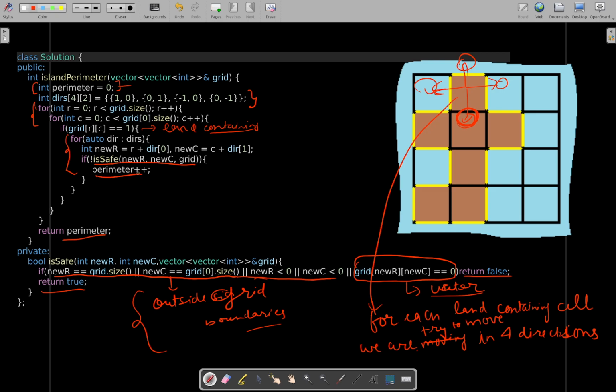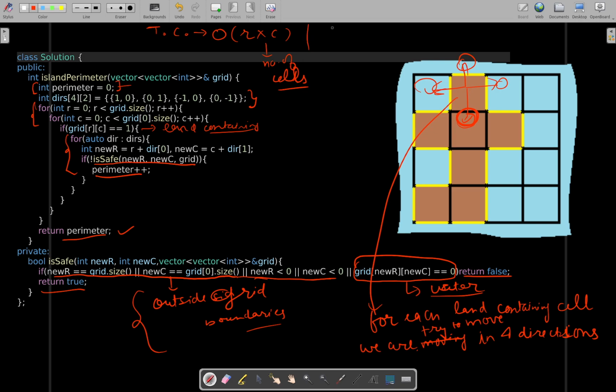In that case you will increase it, and you will keep doing these things for all the cells in the grid, if those cells are land cells obviously, and at last you will return your perimeter, which is the required answer. Now thinking about the complexities, as far as time complexity is concerned, we are just traversing the whole grid cell by cell. So it will be order of number of rows into columns, which is the number of cells.